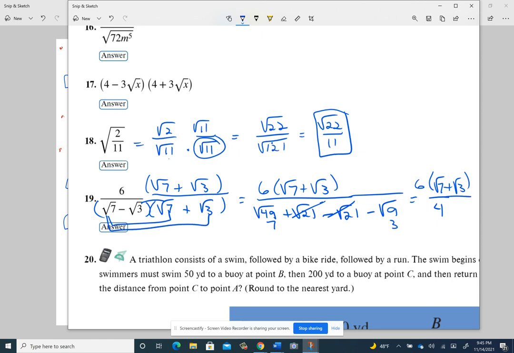So I have 6 times the quantity, square root of 7 plus square root of 3, and all of that's divided by 4. And because this is times, 6 is a factor of the numerator, I'm able to think about how 2 would go into 6 and would divide into the 4. So I have 3 times the square root of 7 plus the square root of 3 all over 2. That's going to be my final answer. Okay, that's simplest radical form.